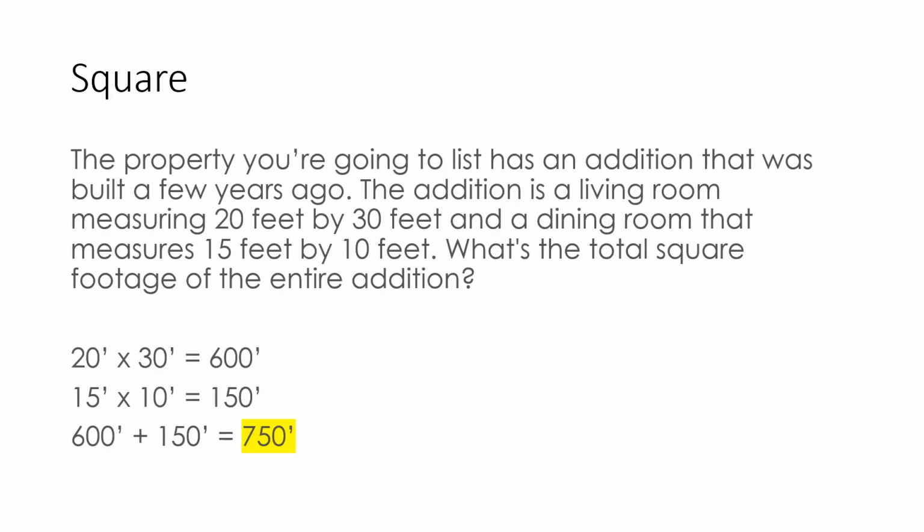Square. The property you're going to list has an addition that was built a few years ago. The addition is a living room measuring 20 feet by 30 feet and a dining room that measures 15 feet by 10 feet. What is the total square footage of that entire addition? Simply take 20 times 30 feet, that's 600 feet. Then the dining room's 15 feet by 10 feet, that's 150 feet. Add them together and you got 750 feet.